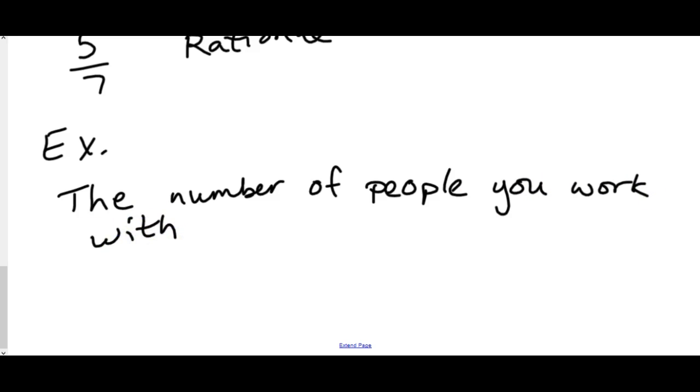Now integers includes negative numbers, and we can't work with negative amounts of people. I can't work with -3 people. So that leaves integers off the list. Whole numbers, we have 0, 1, 2, 3 going on. So I can work with no people, or I can work with a positive amount of people, so we could include whole numbers. And natural numbers can also work because that's just the positive numbers. So whole and natural work for the number of people you work with.